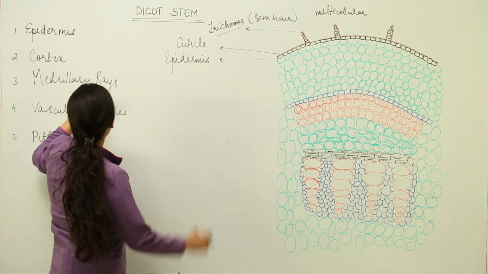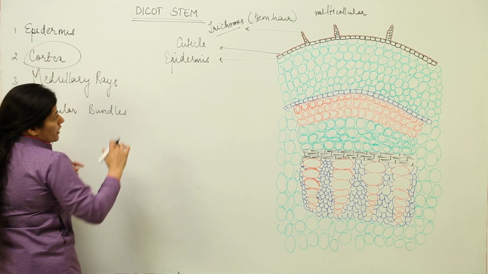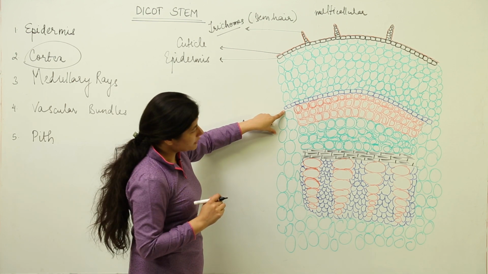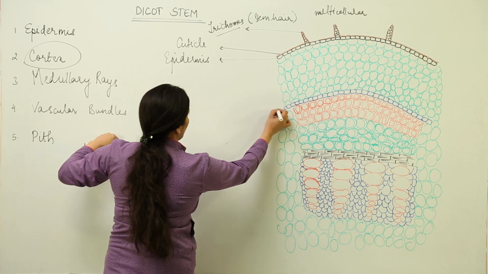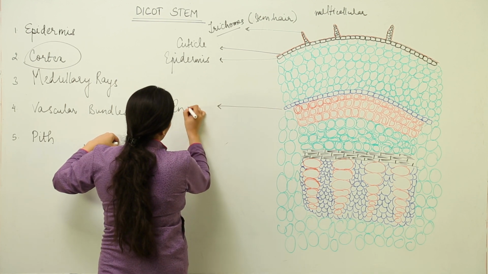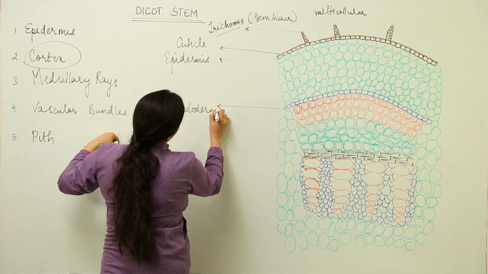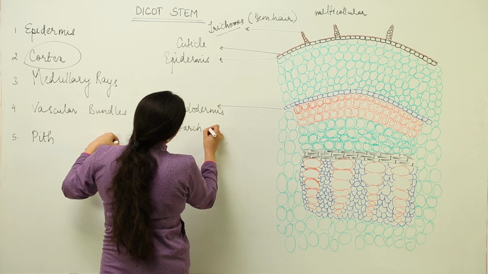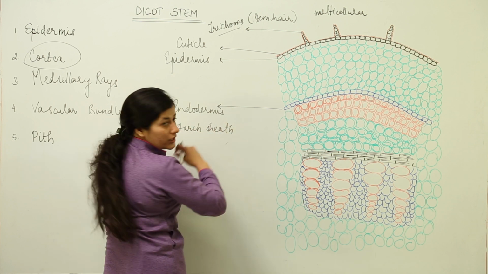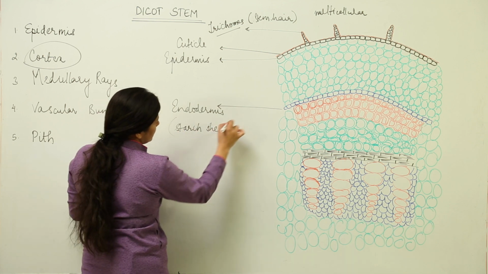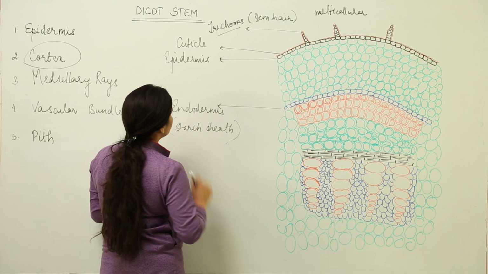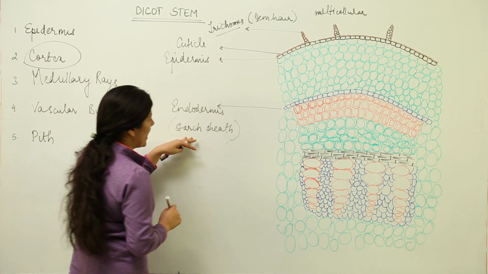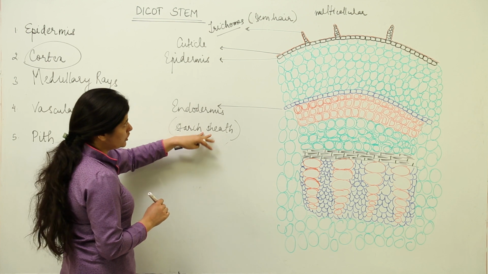Moving further, we have the cortex. Now in the cortex, it's better if you understand it in terms of three regions. See, the innermost region is the endodermis. Over here, the cortex ends. The other name for endodermis is starch sheath. Remember it. Now sheath is something like a single layered sheet. Why is endodermis called starch sheath? The reason is because its cells are rich in starch. So we have the endodermis, which is otherwise known as starch sheath.